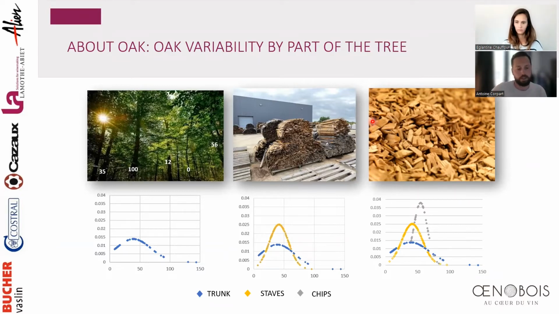So to reduce this variability at Onobois, we do blending and sampling work at different steps. For example, here at the beginning of the maturation on our park and during the final chips blend, to have at the end a homogeneous and repeatable product.